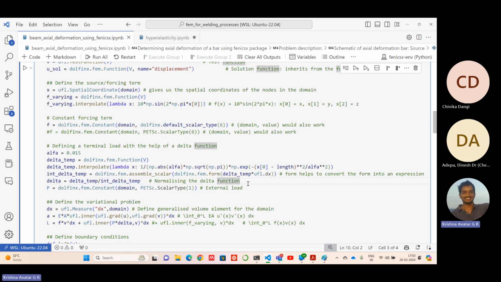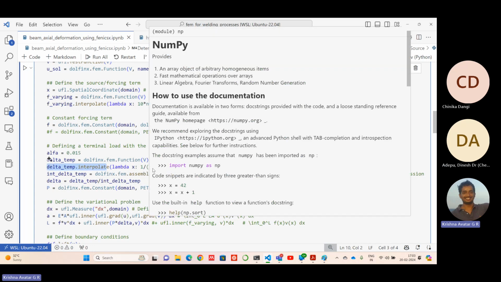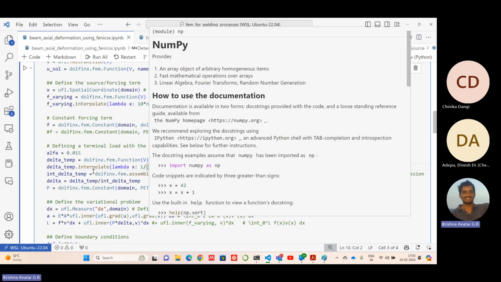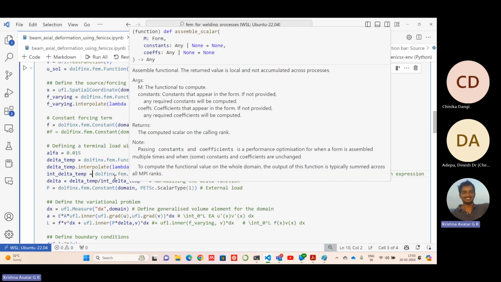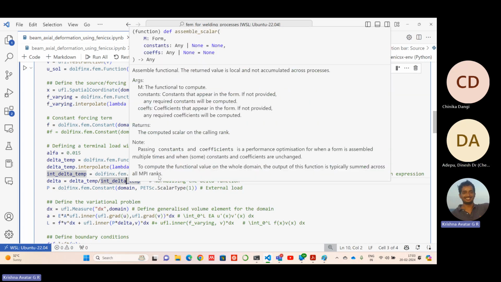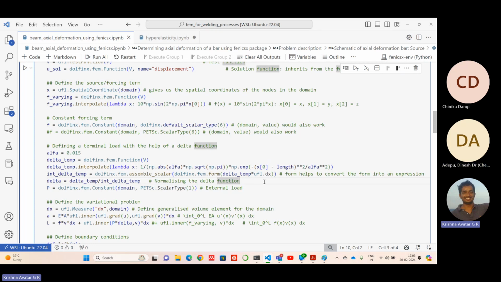I didn't have much time. Otherwise, the simple way is to directly interpolate the actual expression, which is already normalized, prior to doing all this. But let's have something complex so that we are also exposed to using this. What is this assemble scalar? It's just to know new functions, right?